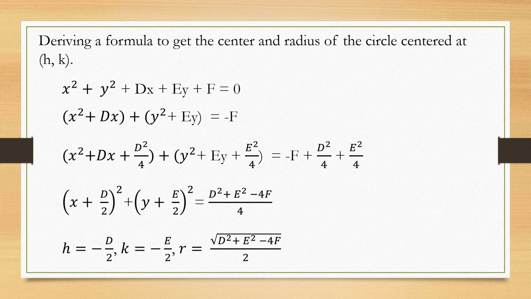Then for the radius, r is expressed in square root form, the quantities from the right hand side, which is d squared plus e squared minus 4f, because we know that this equation is in the standard form. So that corresponds to r squared. So r is equal to the square root of d squared plus e squared minus 4f, then over 2, because the square root of 4 is 2.